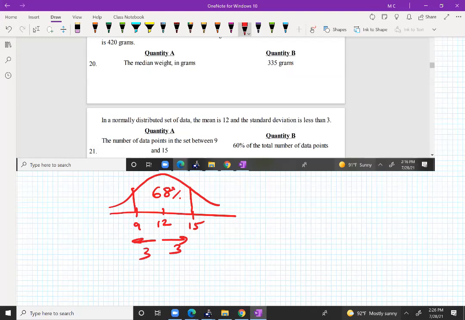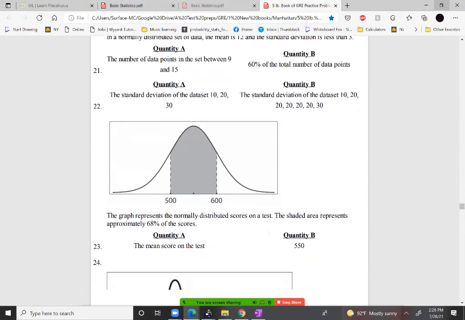Now, if it was less than 3, it has to be 68% or more. What if it was 1? Then it'd be almost 99% or something. So pretty much you can say 68 is the lowest possibility. So it's bigger than 60%. I see. It's the lowest possible. Kind of logic there.